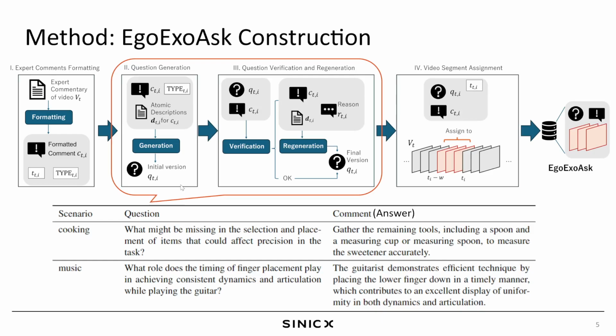Next, according to the formatted comment, which is also used as the answer, we use the LLM to generate questions for each answer. A verification and regeneration process is also conducted to ensure the quality of the QA pairs. A few examples are shown below. Finally, the generated QA pairs are assigned to video segments according to the timestamp.